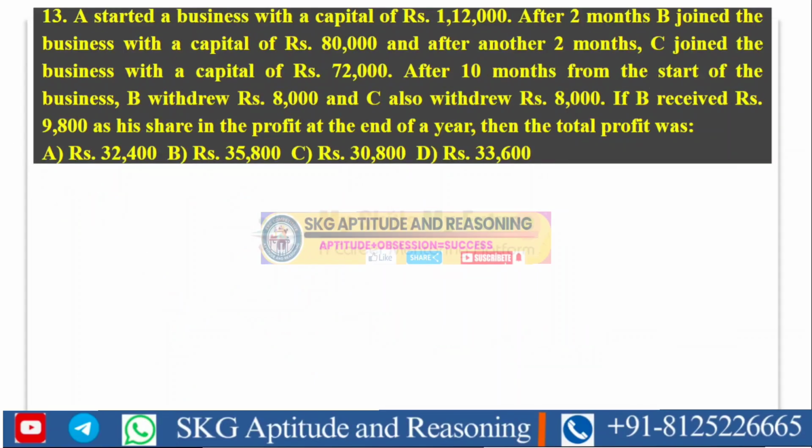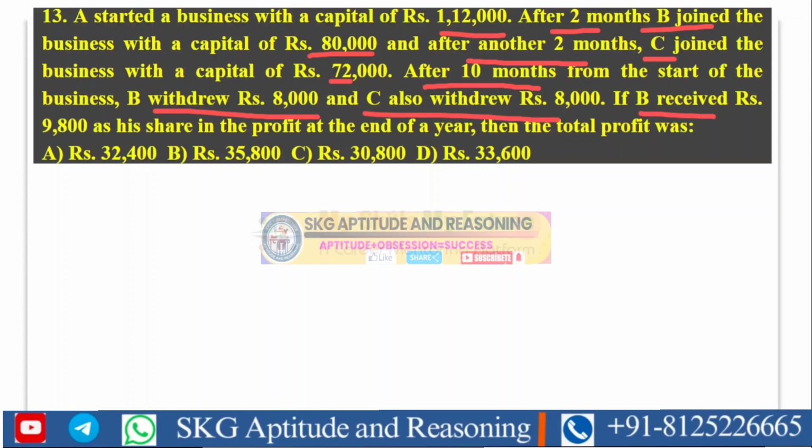A started a business with a capital of 1,12,000. After 2 months, B joined. This is also very similar to the previous one, but in the previous question, it didn't mention the capitals of B and C. Now he is mentioning the capitals also here. So B joined the business with a capital of 80,000 after another 2 months, which means from the start of 4 months. C joined with a capital of 72,000. After 10 months from the start of business, B withdrew 8,000 and C also withdrew 8,000.